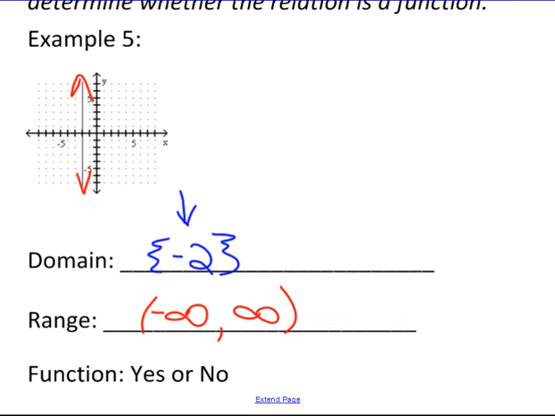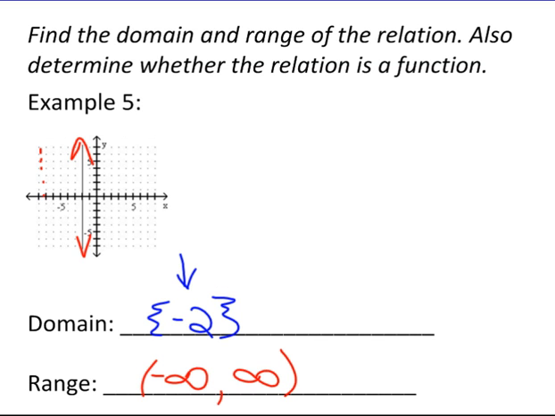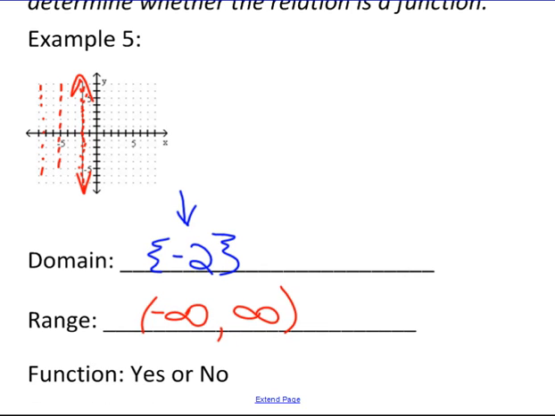Now the question is, is it a function, yes or no? Well, can we draw a vertical line and only hit one point? Always? Well, if I draw my vertical line over here, I'm fine. If I draw my vertical line here, I'm fine. What happens if I draw my vertical line here? How many times am I hitting that graph? Well, a lot. So, does this pass the vertical line test? No.